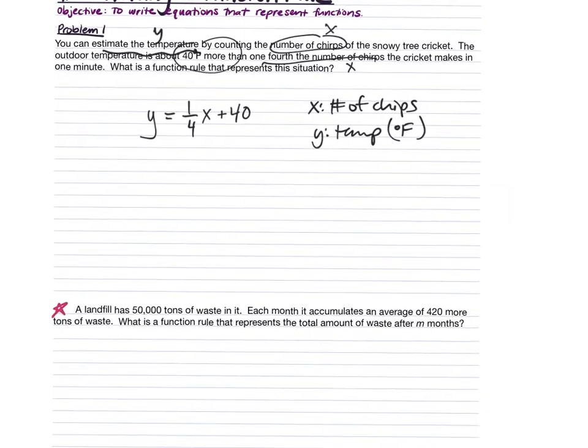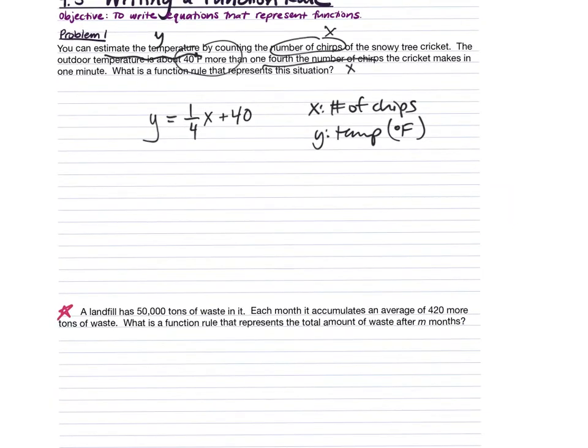A landfill has 50,000 tons of waste in it. Each month it accumulates an average of 420 more tons of waste. What's a function rule that represents the total amount of waste after m months? So here they're giving you a variable and some more information. So press pause, try this on your own, and check back for the solution.